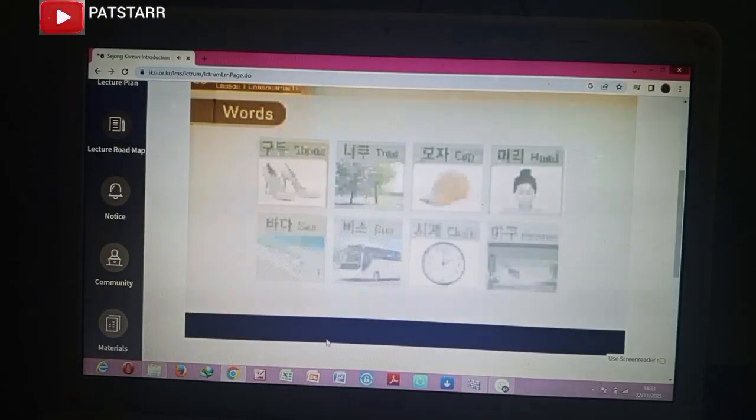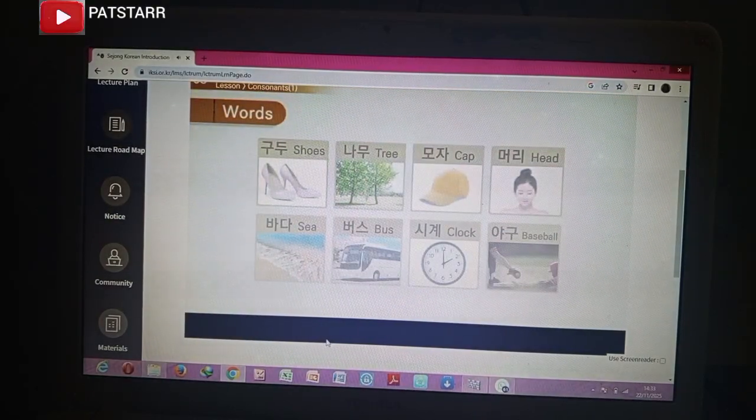Next, let's try reading some words that use the characters we have learned about so far. While you are reading along with me, think about what each word might mean.